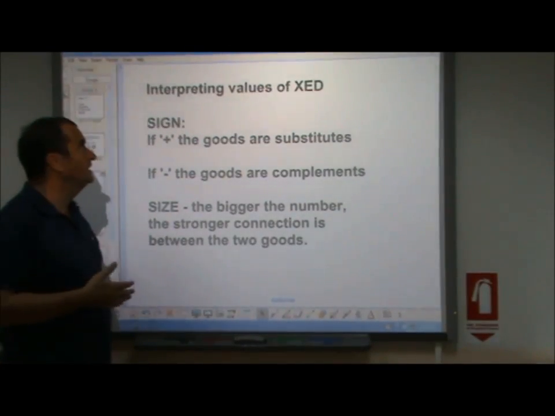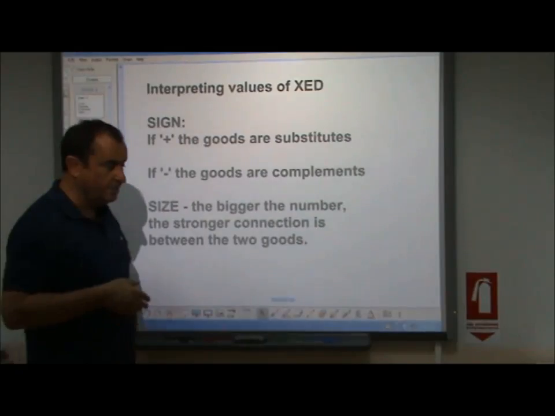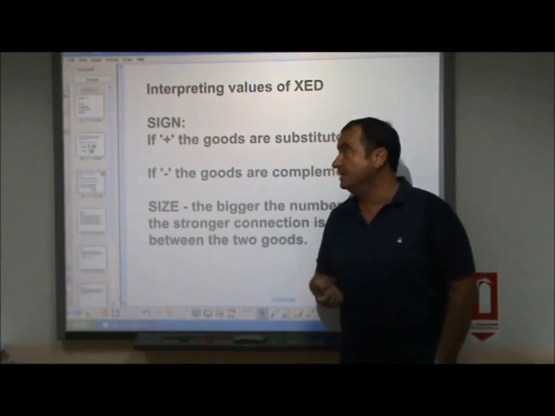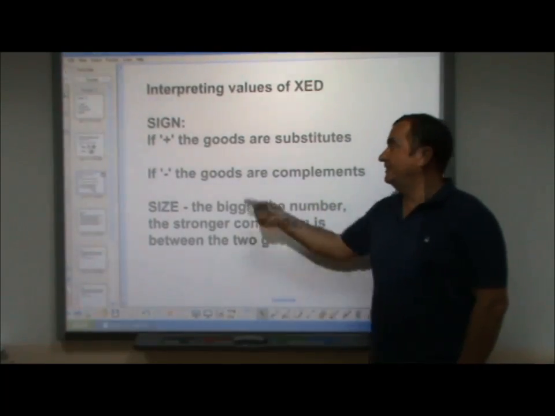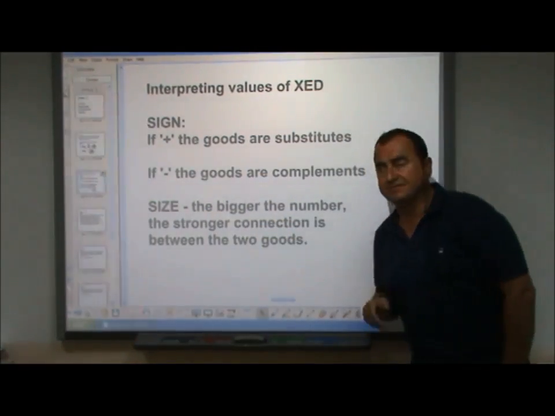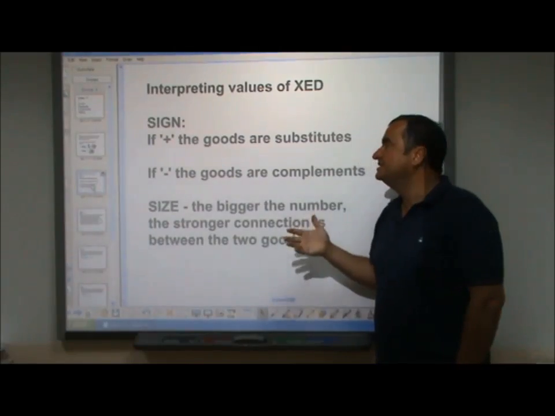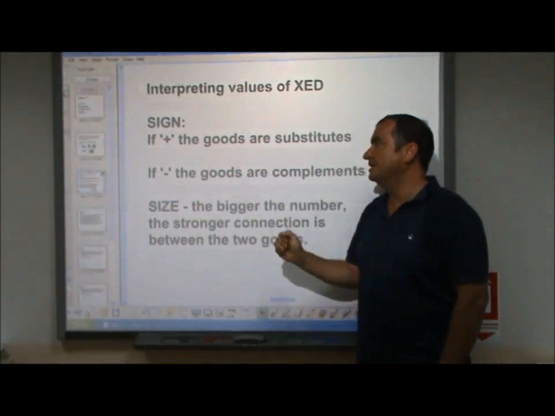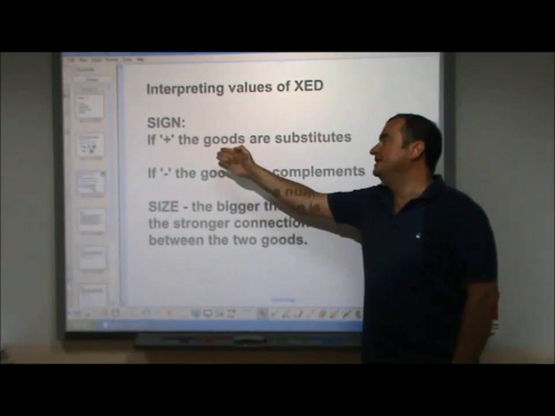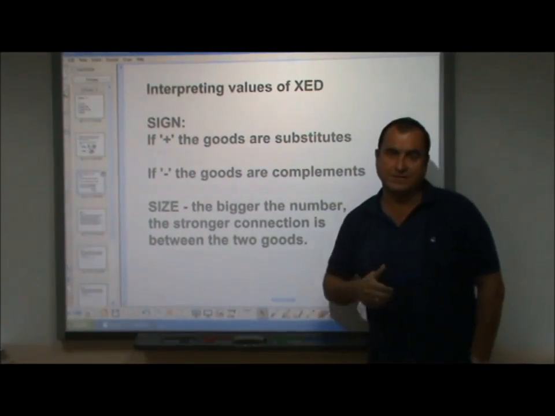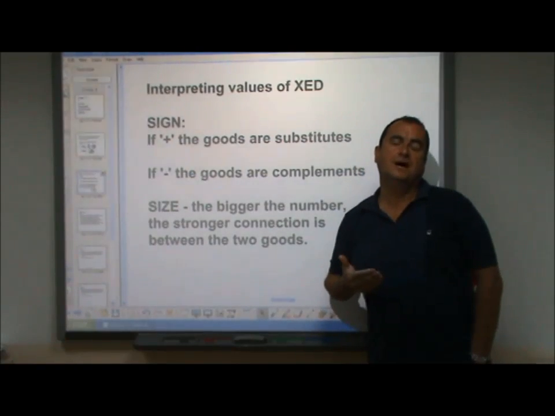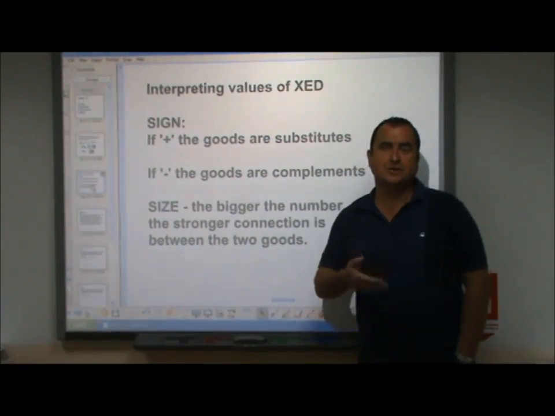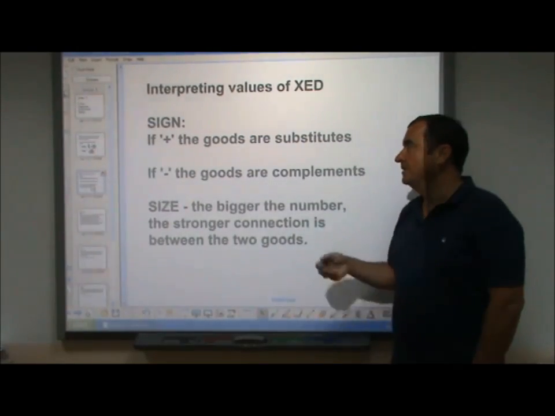Now we must consider the interpretation of these values of XED. We get the number out, what does it mean? Well, we need to look at the sign and the size of the number. First of all, if this calculation produces a positive number, it means that the goods are substitutes for each other. Substitute goods are in competitive demand, consumers buy one or the other. Coke and Pepsi, for example.